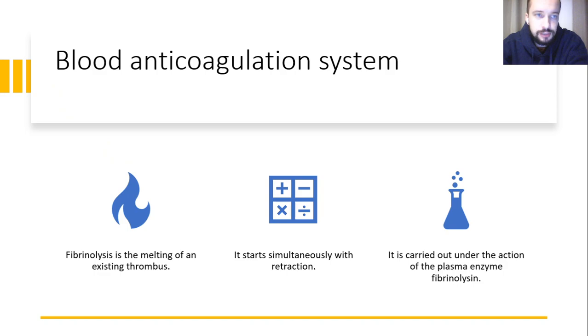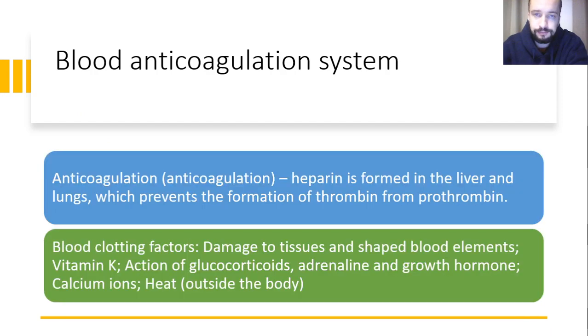And the last system we need to talk about is the blood anticoagulation system. Fibrinolysis is the melting of an existing thrombus. It starts simultaneously with retraction. It is carried out under the action of the plasma enzyme fibrinolysin. Anticoagulant heparin is formed in the liver and lungs, which prevents the formation of thrombin from prothrombin.